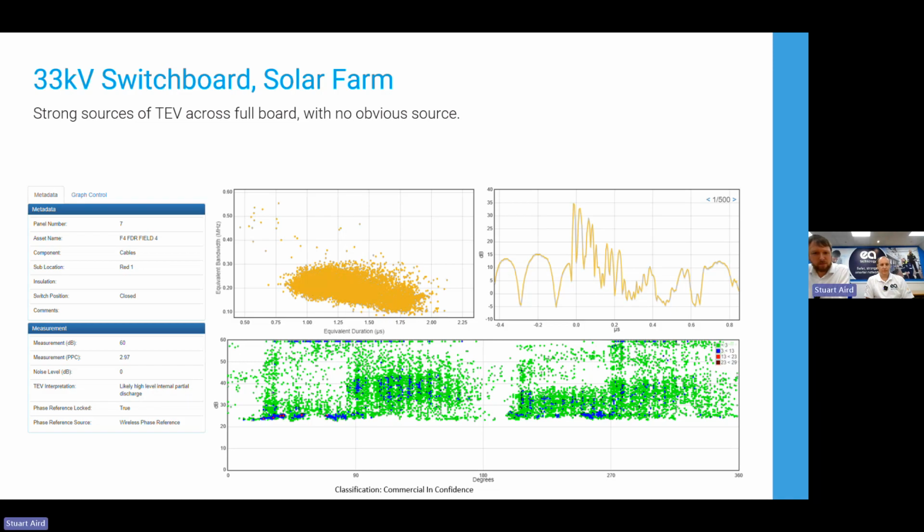So from the TEV readings, we look at that going, okay, there's something going on. It's everywhere, not 100% clear. It looks to be PD. There are some very strong flat lines across the top with some sort of contact noise, but its location isn't particularly clear.